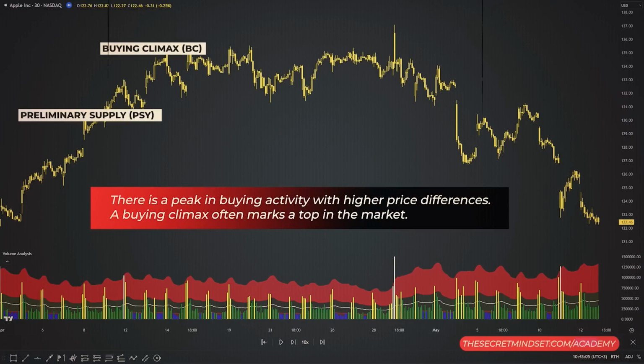Next, we have the buying climax. During a buying climax, there is a peak in buying activity with higher price differences.